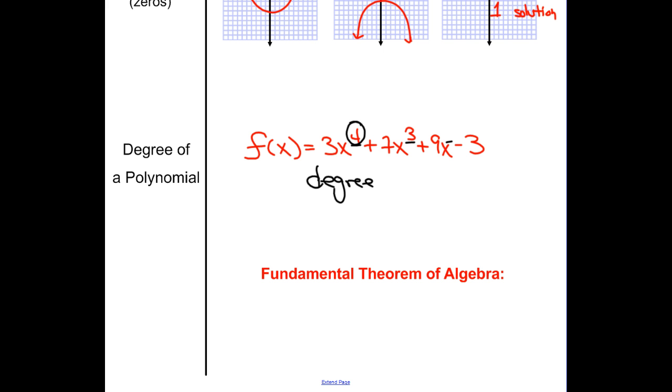Now, they're not always going to be in order, so make sure you look for the highest degree, not necessarily which one comes first. So the fundamental theorem of algebra tells you that you look at the degree of that polynomial, and that will tell you how many roots that polynomial has. And roots are another word for solutions, another word for the zeros. How many times it crosses the x-axis.